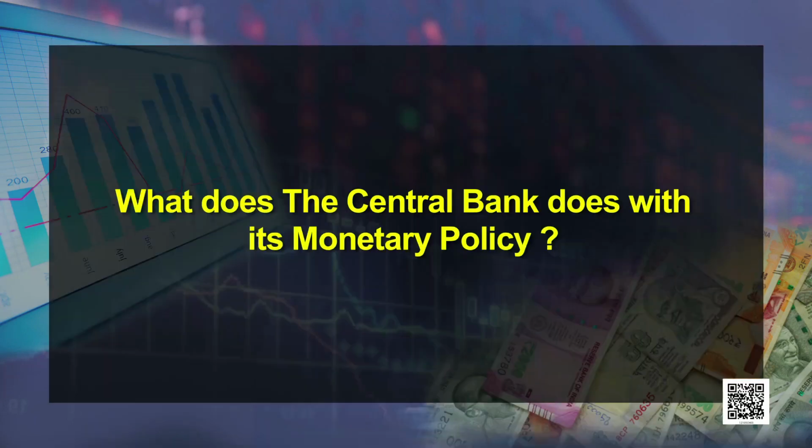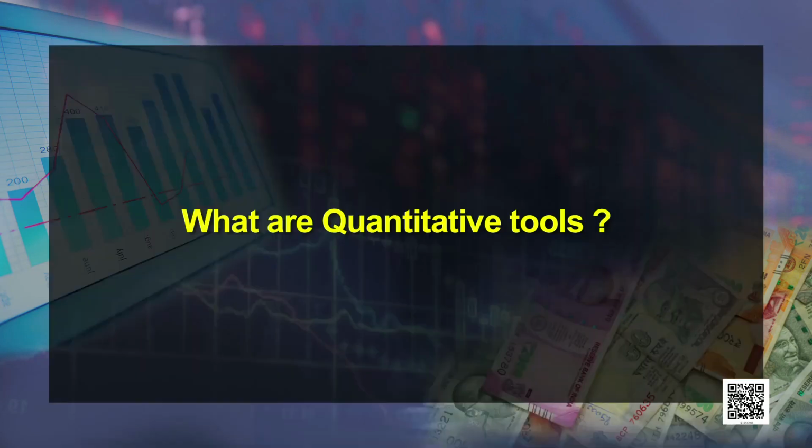So what does the central bank do with its monetary policy? The central bank uses its quantitative and qualitative tools to control inflation and deflation in the economy. So let us first discuss what are quantitative tools. Under quantitative tools, the central bank tries to control the volume of credit available in the economy.